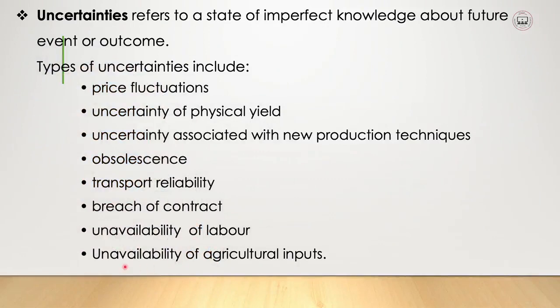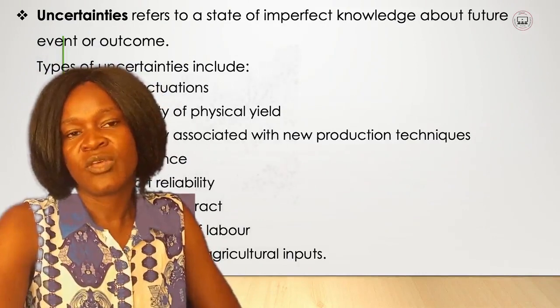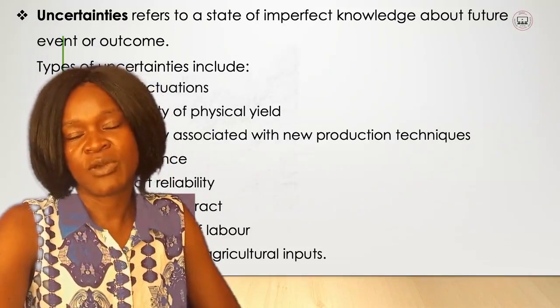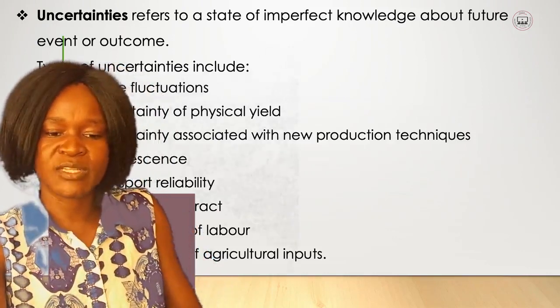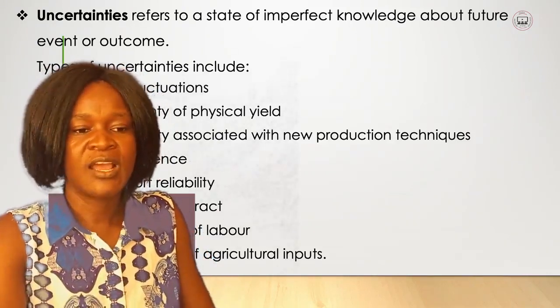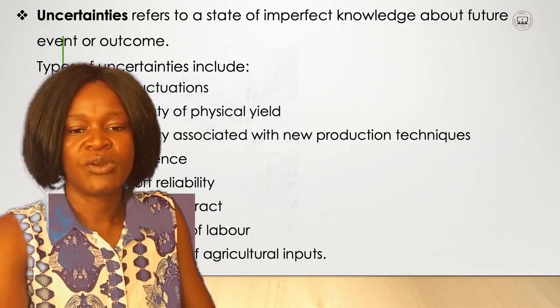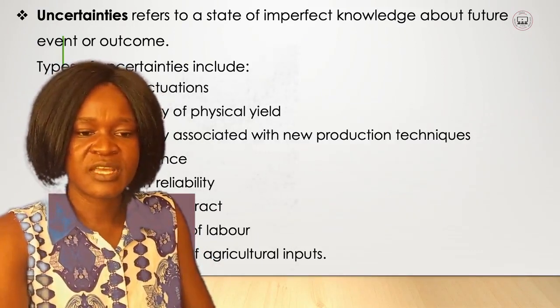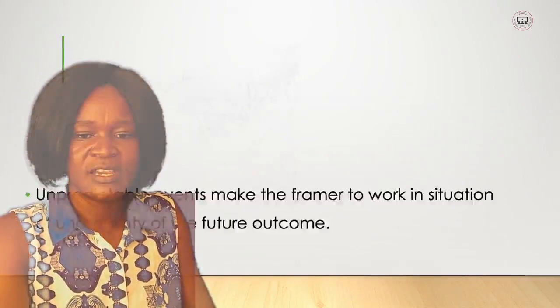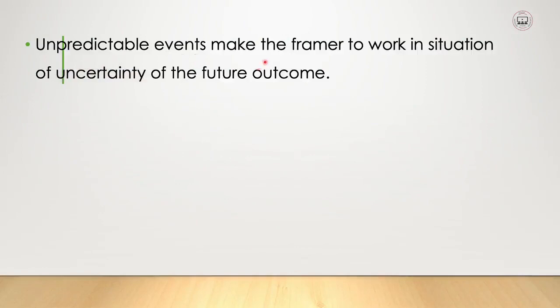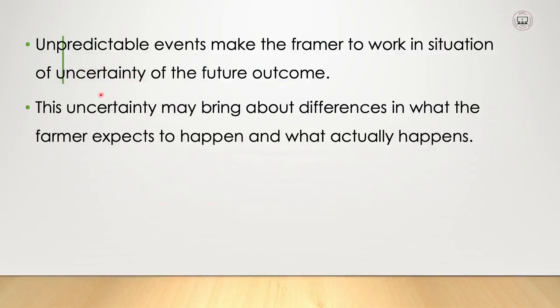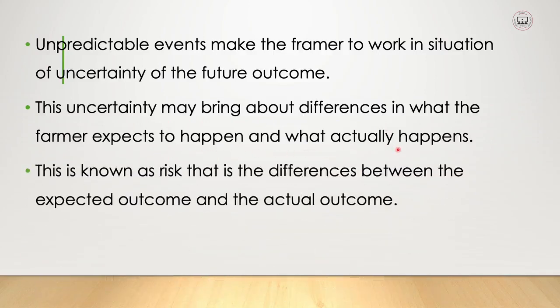Unavailability of labor, unavailability of agricultural inputs. Almost each and every time we know that the inputs will be there, but you never know that maybe those inputs might not be available at some point in time. So those are imperfect knowledge about the future. Those will affect productivity. So these unpredictable events make the farmer work in a situation of uncertainty of the future outcome. Therefore, these uncertainties may bring about differences in what the farmer expects to happen and what actually happens.